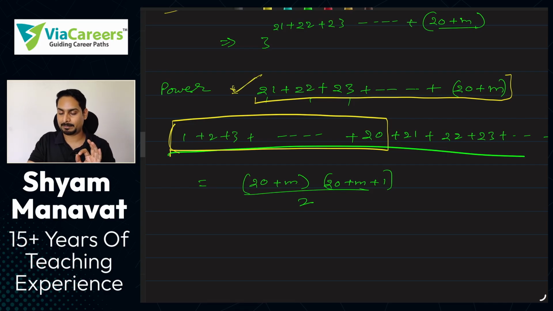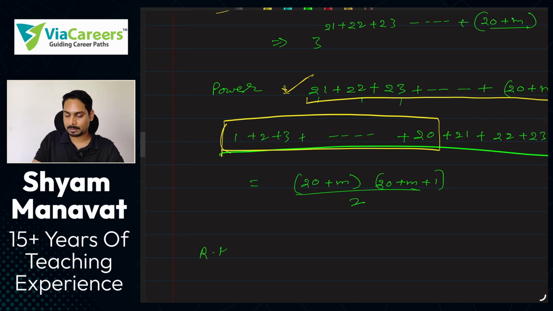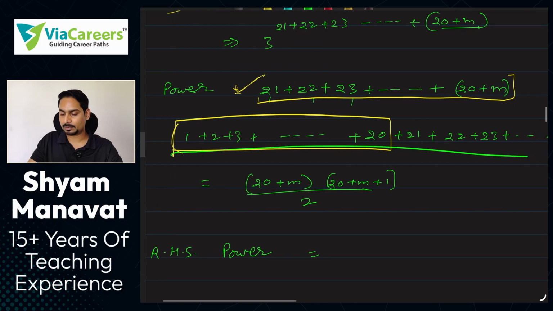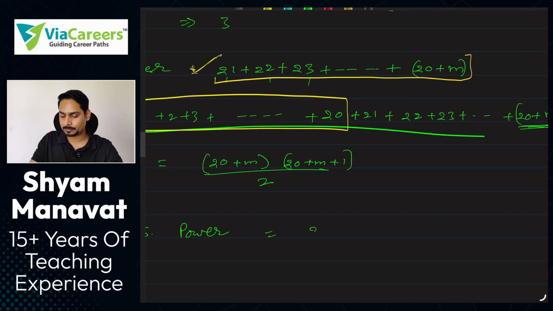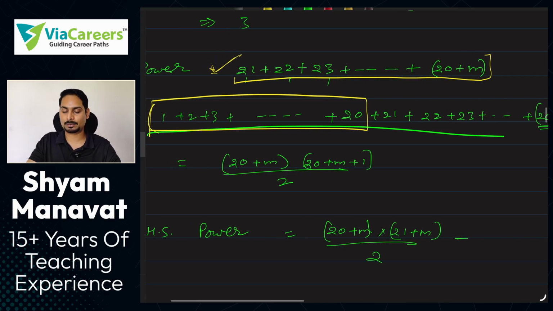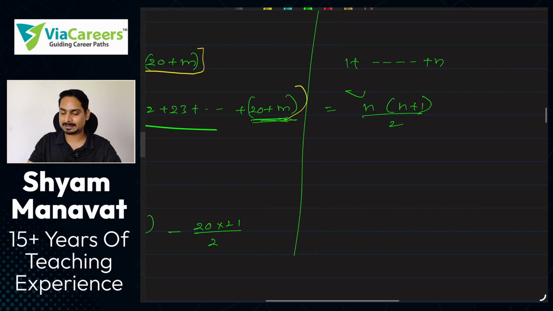So आपको जो power यहाँ पे मिलना चाहिए, right hand side का power, right hand side power should be equal to 1 to 20 plus m का sum, which is 20 plus m multiplied by, I can write here, 21 plus m by 2, and from this I should exclude 1 to 20 का sum, which is 20 into 21 by 2, again with the same formula, sum of n natural numbers.